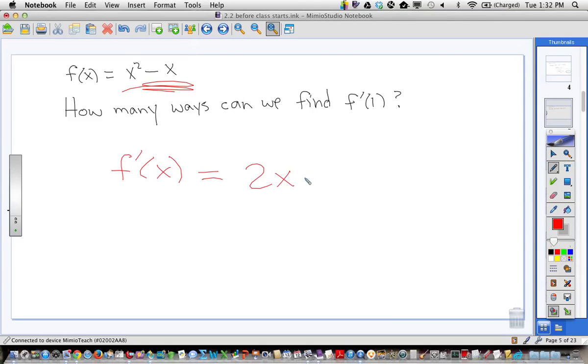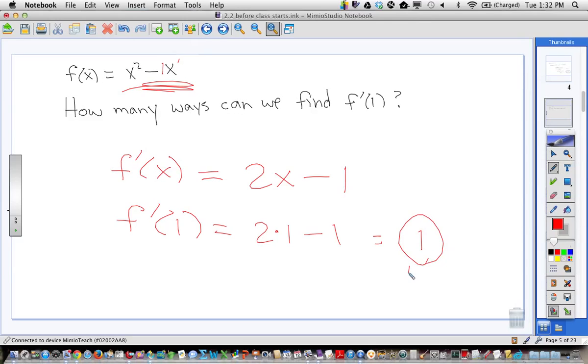2x minus, no, 1x is just a line, right? Just 1. You'd have a 1 here. You bring a 1 down in front, drop that to x to the 0. X to the 0 just 1. It'd be 2x minus 1. If that's f prime of x, then what's f prime of 1? Right? That's what it'd be.